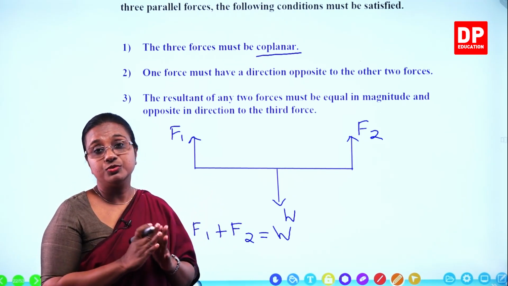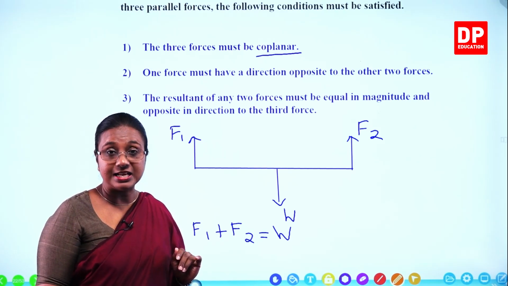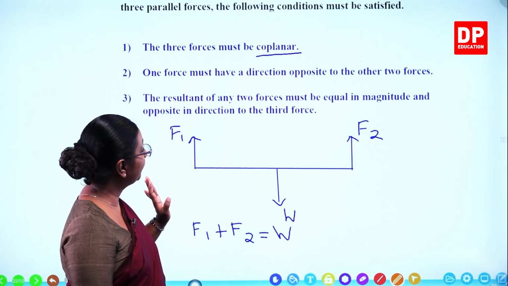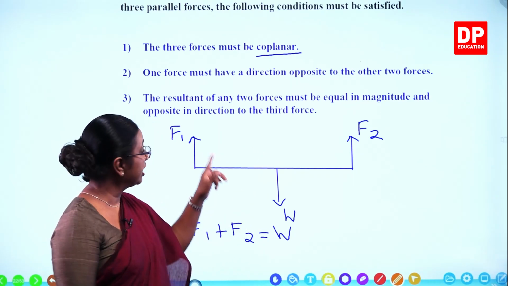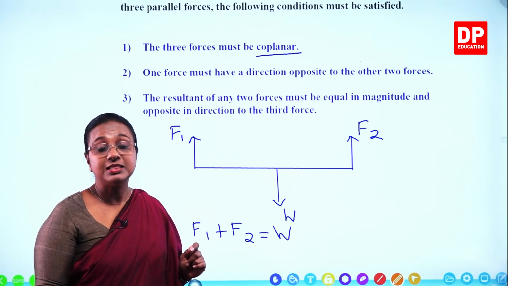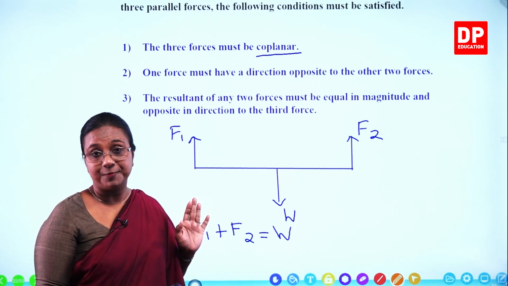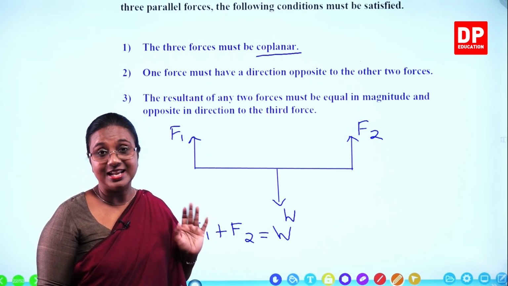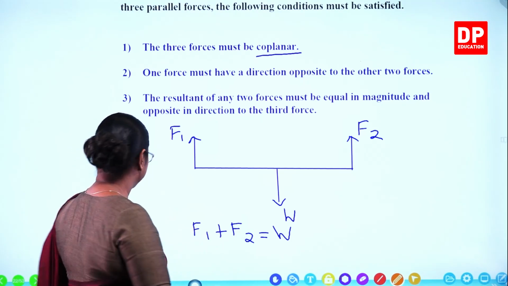In those two instances also, these three conditions were satisfied. All the forces were coplanar, two forces are opposite in direction to the third force, and the resultant of the two forces is equal to the third force. Then only the object will be in equilibrium. I am sure you all can understand that, students. With that, I will move on to the next slide.